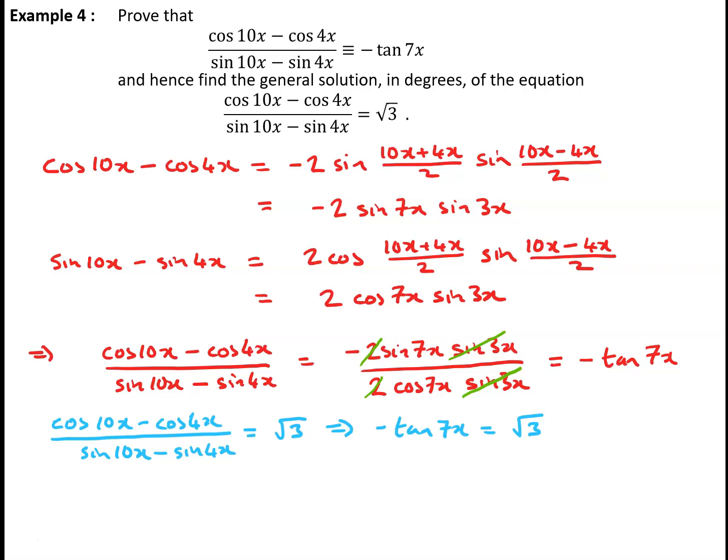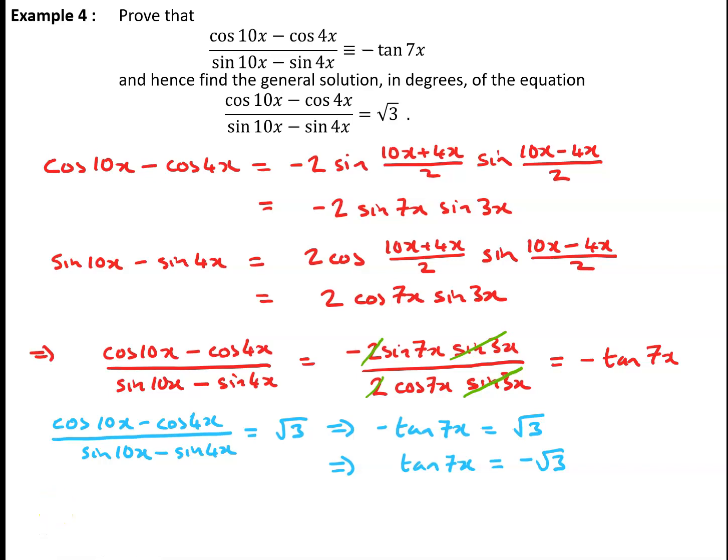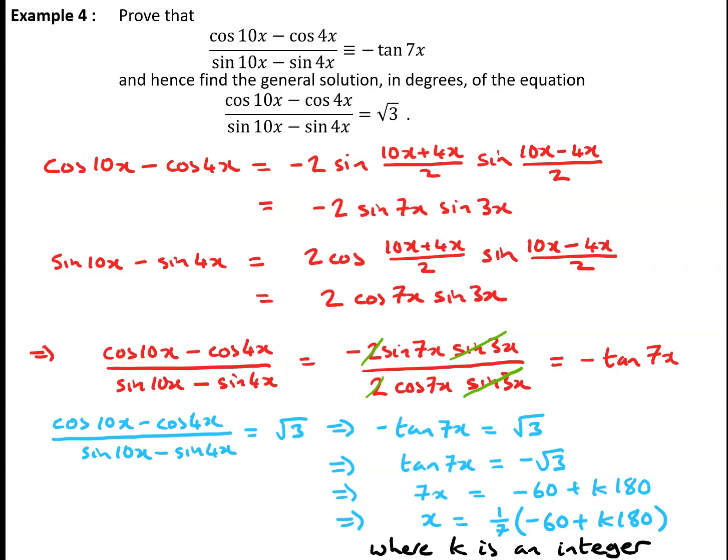So the equation cos 10x minus cos 4x over sin 10x minus sin 4x equals root 3 can be rewritten as minus tan 7x equals root 3, which means that tan 7x has got to be equal to minus root 3. Now, minus root 3 is the tan of minus 60. So I've got tan 7x equals the tan of minus 60, which means that 7x must equal minus 60 plus k times 180. So x is 1/7 of (minus 60 plus k times 180), where k is an integer.